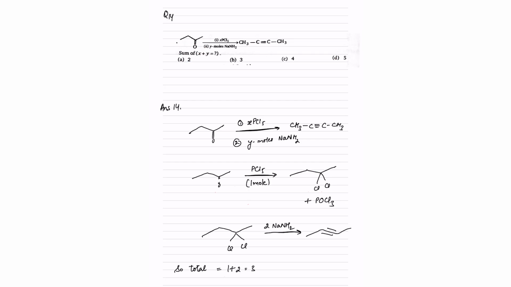Now question number 14. In question number 14, we have been given a ketone and we have been asked how many moles of PCl5 and NaNH2 would be required to convert it into the respective alkyne. So we have to find out the sum of X plus Y. So first of all, this is the ketone given.